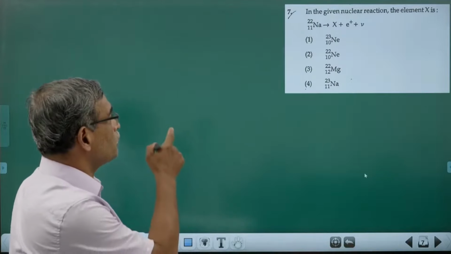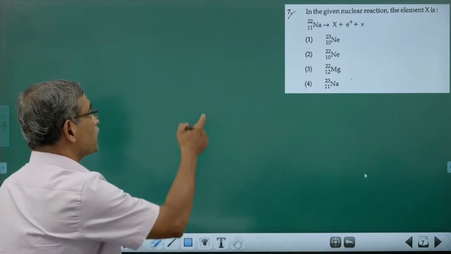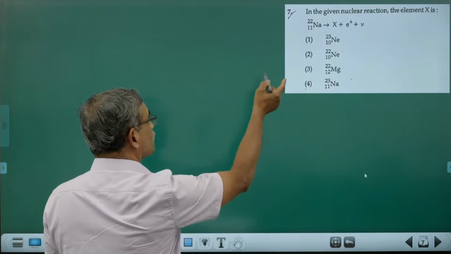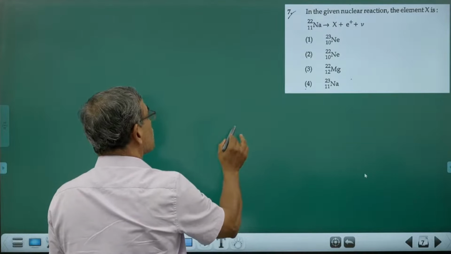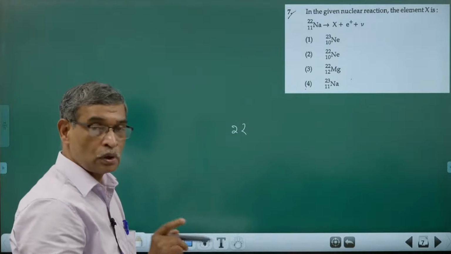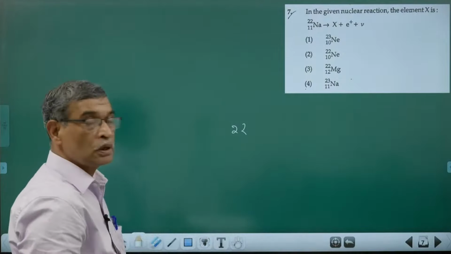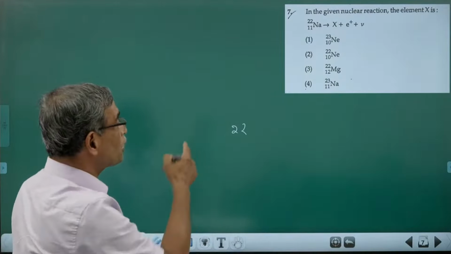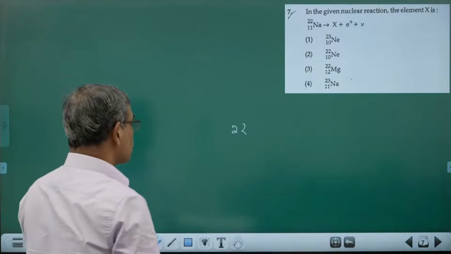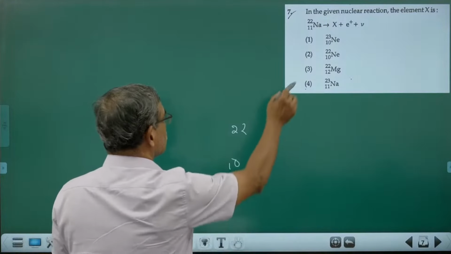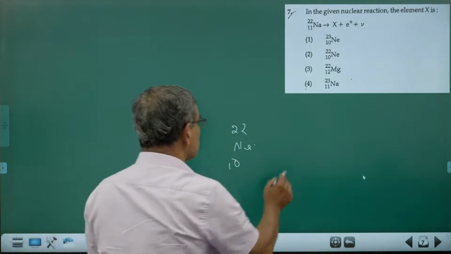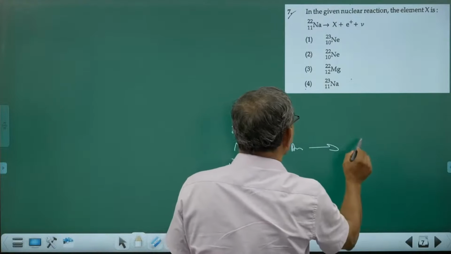Now in a given nuclear reaction, the element X undergoes positive beta decay. In positive beta decay, the mass number remains the same. So the mass number of the element that is going to be produced after this positive beta decay remains the same, that is equal to 22. And what about the atomic number? A proton is converted into a neutron, and a positron is emitted. So here the emitted particle is positron. Therefore, a proton converted into neutron, therefore atomic number becomes 10. So the answer is 22 neon. Therefore, this answer is option 20.